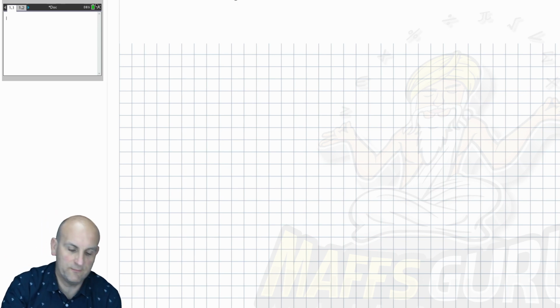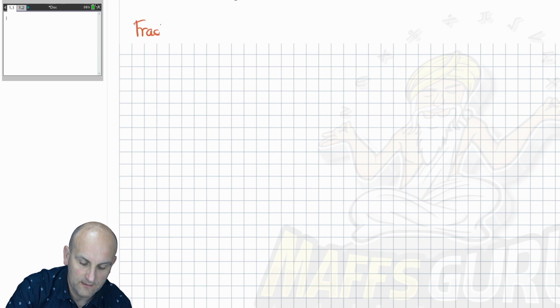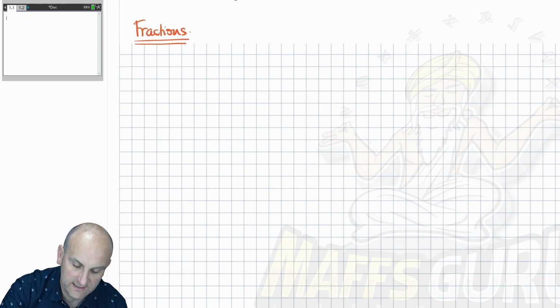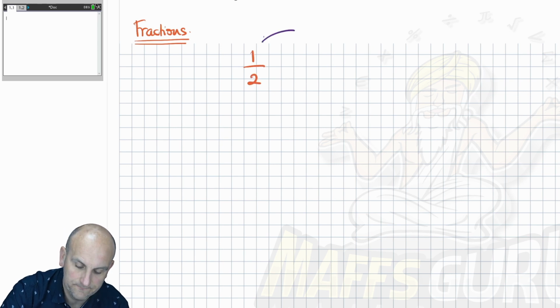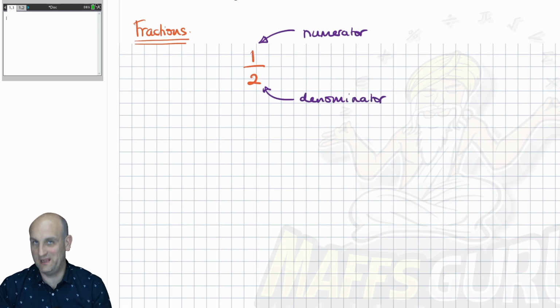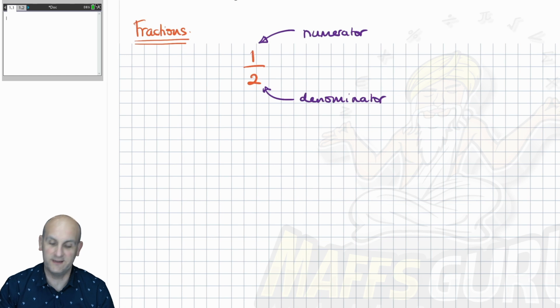Right, I'm going to recap fractions. And at the moment, I'm just going to add and subtract fractions with the same denominator. Now, if you remember, a fraction, for example, a half, has a numerator and a denominator. All right, numerator and denominator. Why is that useful to me? Don't know. I just thought I'd write it.